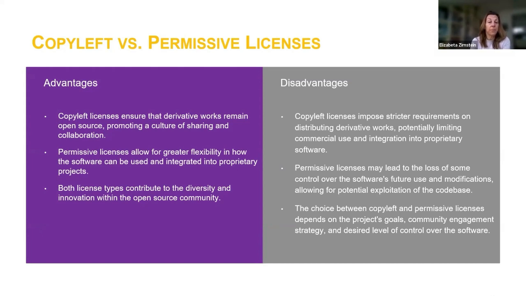On the other hand, they impose strict requirements on distributing derivative works, and they potentially limit commercial use and integration into proprietary software. Permissive licenses allow for greater flexibility in how the software can be used and integrated into proprietary projects. However, they may lead to the loss of some control over the software's future and modifications.